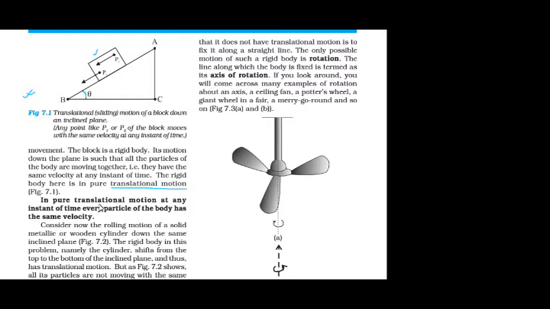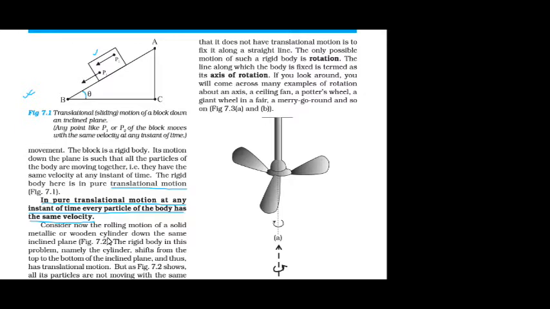In pure translational motion, at any instant of time, every particle of the body has the same velocity. So you have to remember the definition of translational motion. What is the definition? At any point of time, every particle has the same velocity. Then the motion is called translational motion.